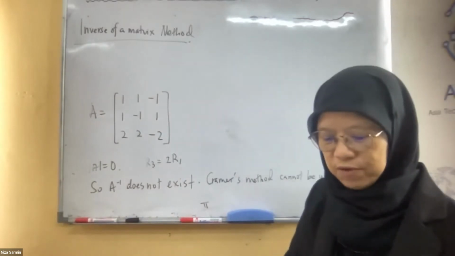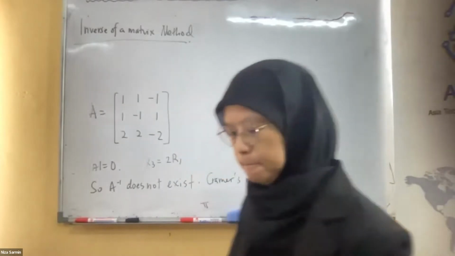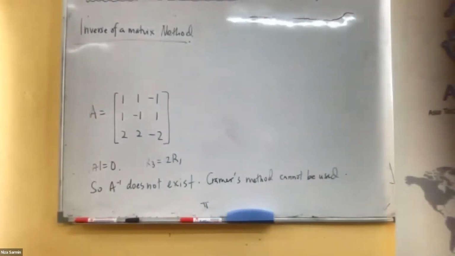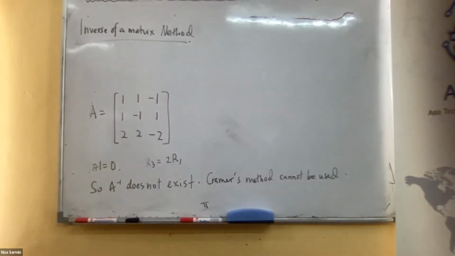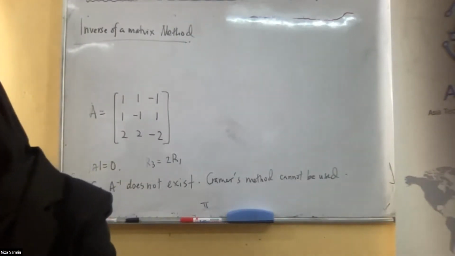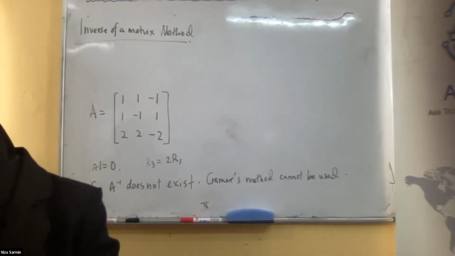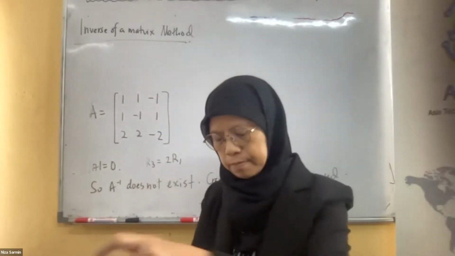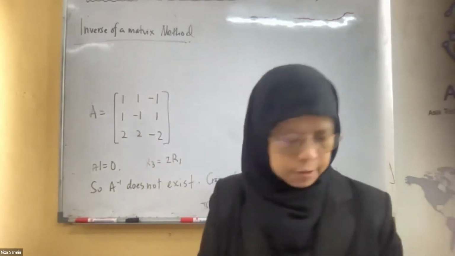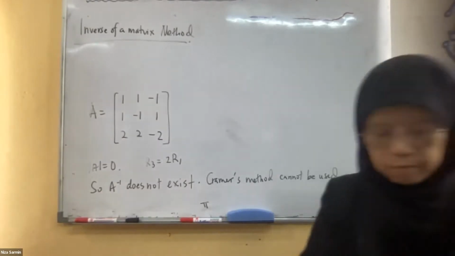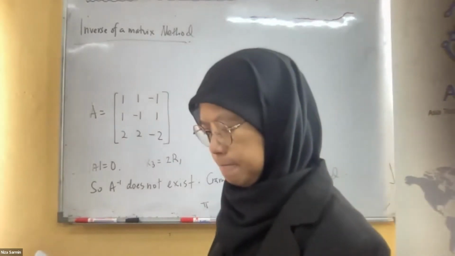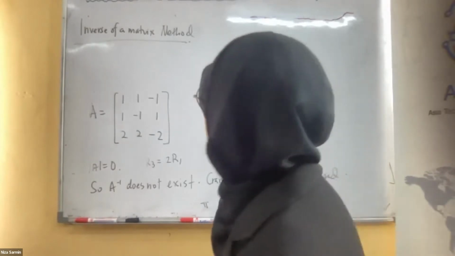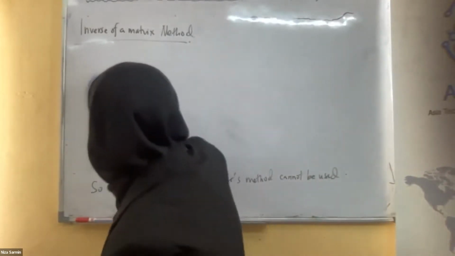Now for the inverse matrix method, I gave one example already, right? Last time. Oh yeah, it's a different one last time. Let's try. Okay, 2 by 2.